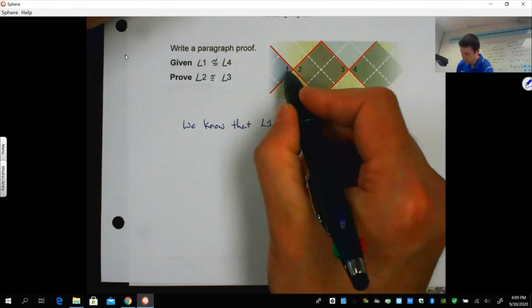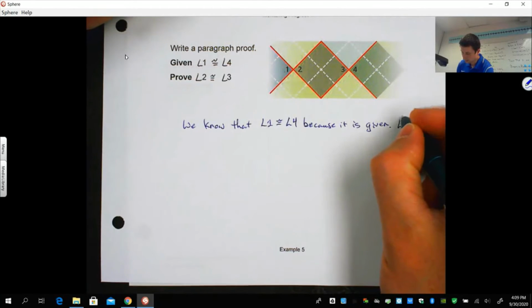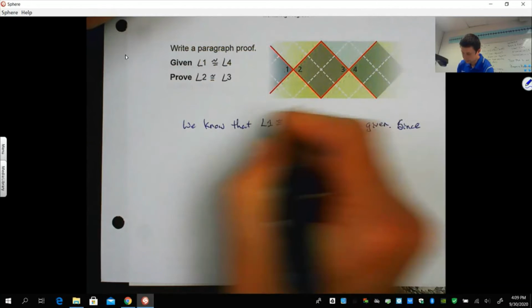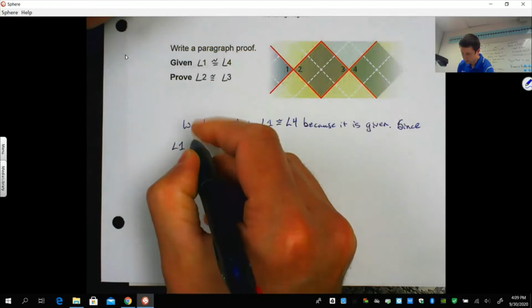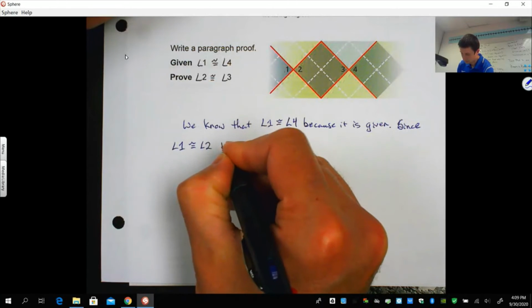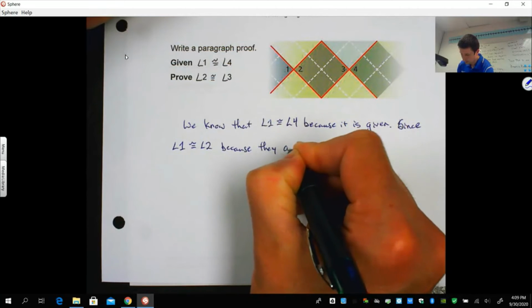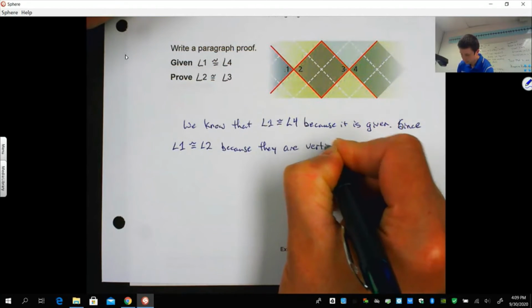So now we want to prove angle 2 is congruent to angle 3. So I'm going to say since angle 1 is congruent to angle 2, because they are vertical angles.